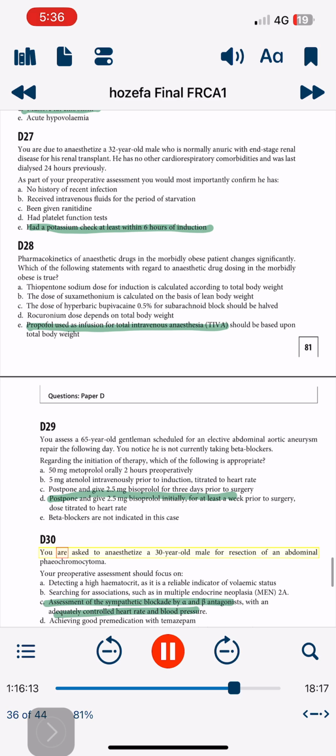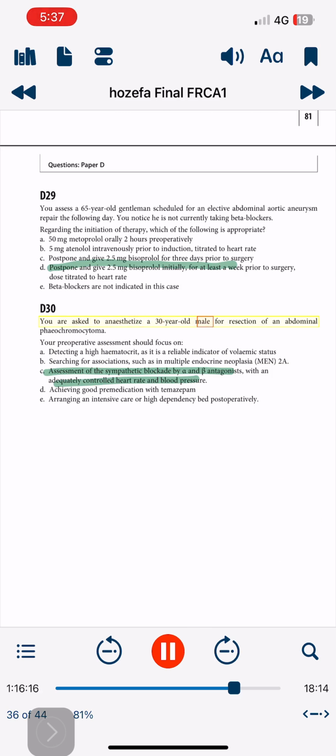Pheochromocytoma. You are asked to anesthetize a 30-year-old male for resection of an abdominal pheochromocytoma. Your preoperative assessment should focus on: C. Assessment of the sympathetic blockade by alpha and beta antagonists, with an adequately controlled heart rate and blood pressure.